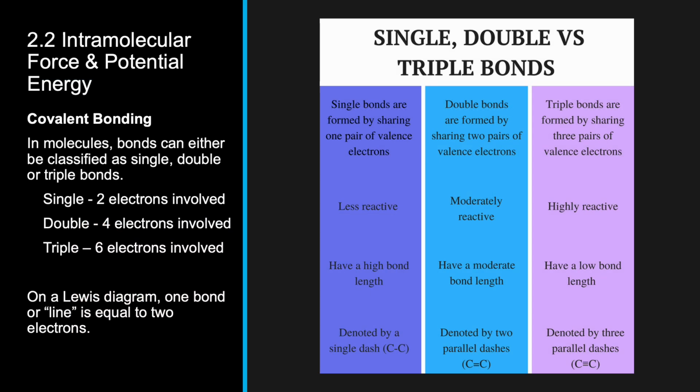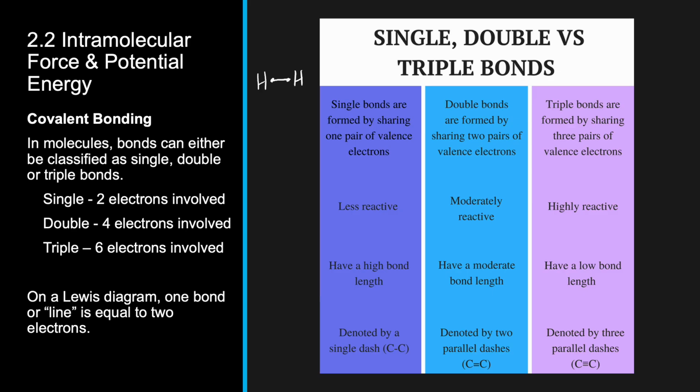This slide shows the difference between single, double, and triple covalent bonds. A single bond means two electrons are being shared, for example, in hydrogen gas. Hydrogen is in group 1, it only has one valence electron, which is pretty unstable. So in order to maintain stability, it will bond with another hydrogen atom. So there is one electron from each hydrogen atom, and they share those electrons in the form of a bond.